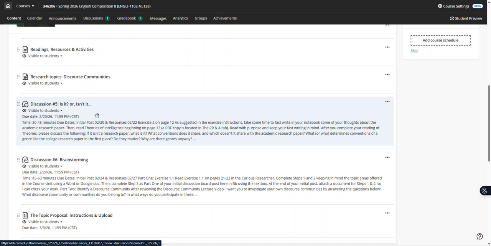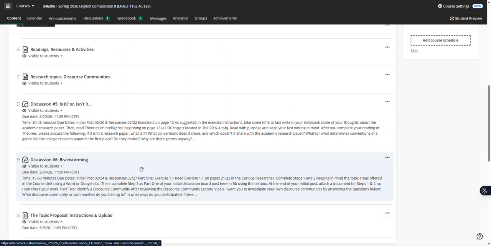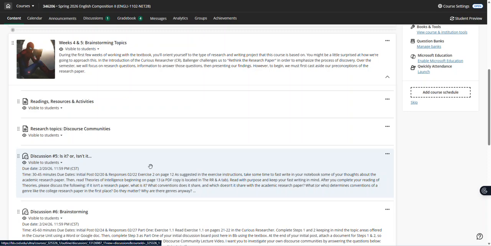And then we move into discussion board 6, which is brainstorming topics. Then we'll work towards the topic proposal, where you will write your research proposal on what you'll be working with for the rest of the semester. So this is what we're working on for the next 2 weeks. Like I said, discussion board 5 is the Theories of Intelligence post.